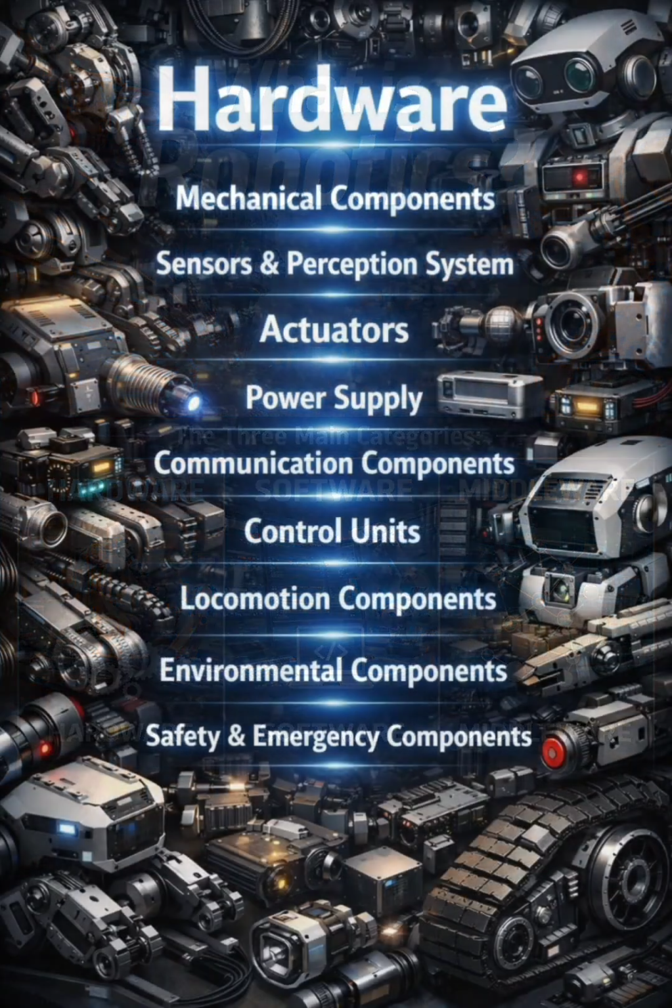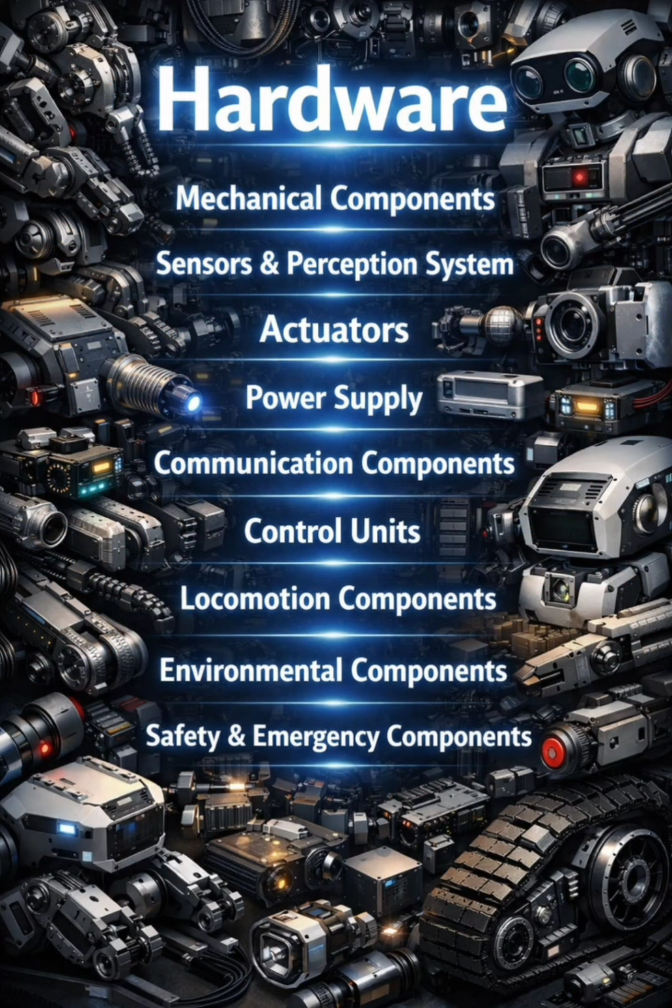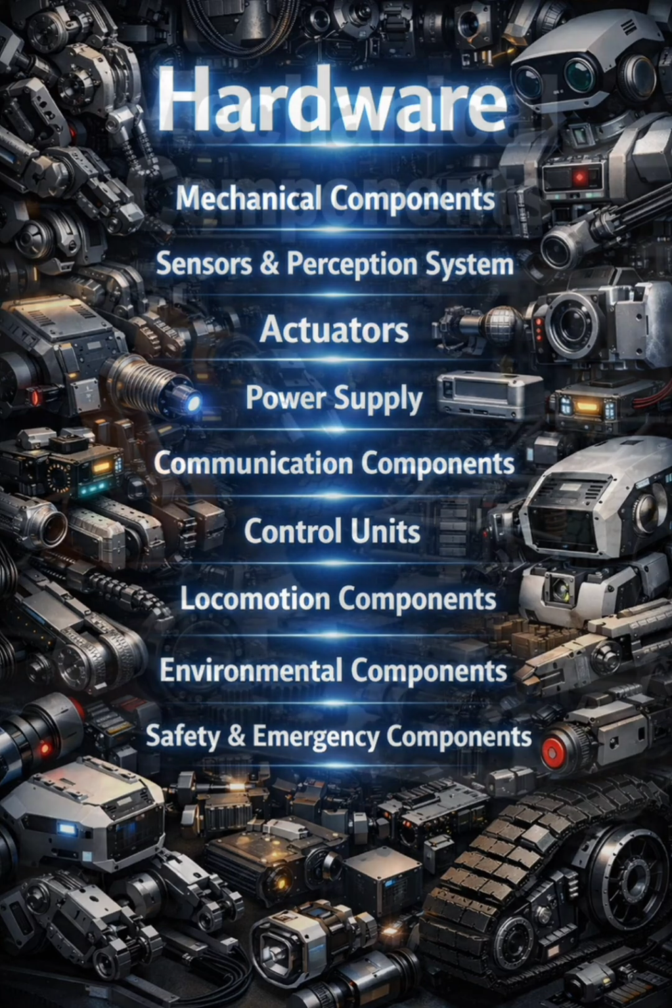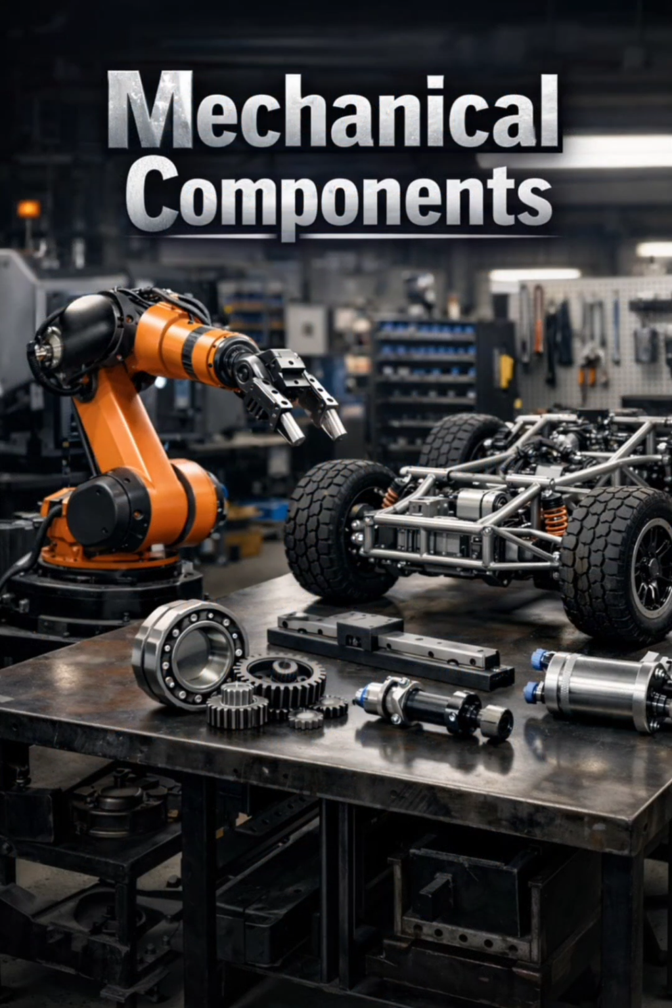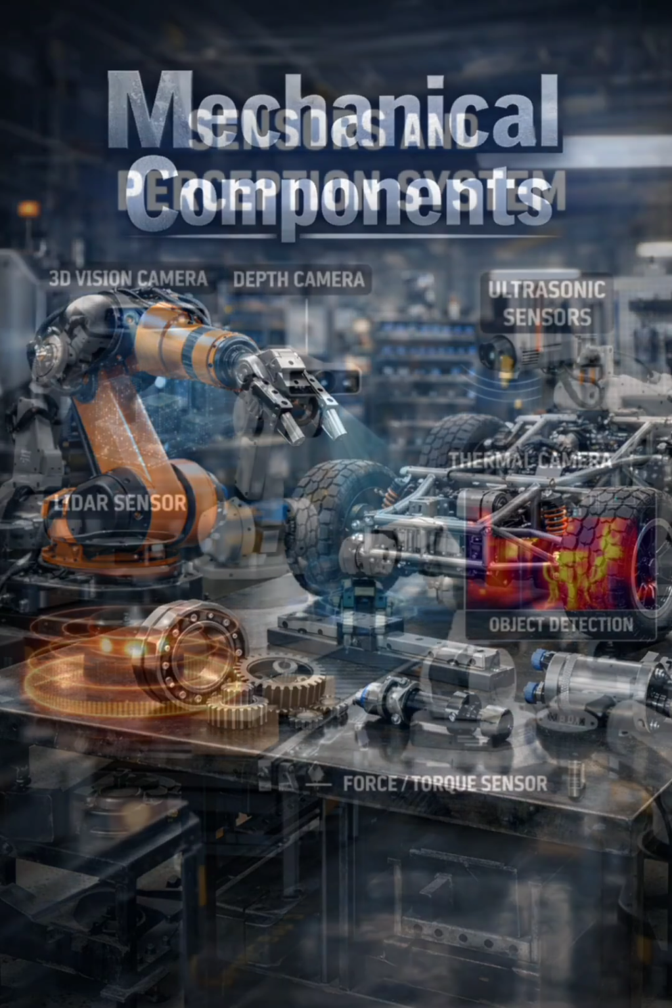Hardware components are the physical components that make up a robot and enable it to interact with the environment. Let's break down the main hardware components that make up a robot and their applications. Mechanical components. These form the robot's structure, including parts like arms, joints, or the chassis. They allow the robot to physically interact with its environment, like an industrial arm assembling products or a drone's frame for flight.